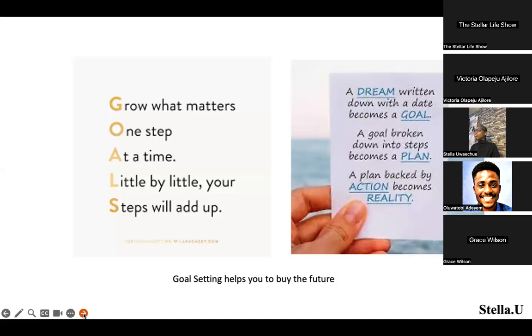And this is very striking for me because the future looks like it's a distance. The future looks like it is far away, but the truth is, it is not far away because the 5 years that you spoke about one time is today. And you're saying, oh, I will start later. That later is another date. So why not just set that goal and put a date to it and work towards it? Goal setting indeed helps you to buy the future.